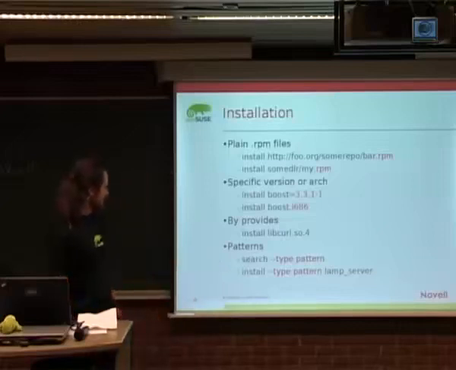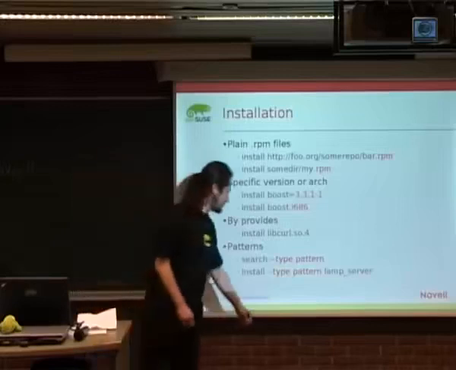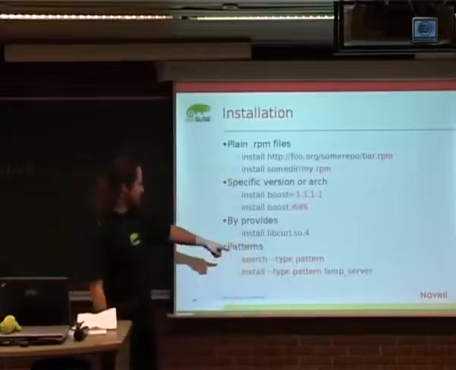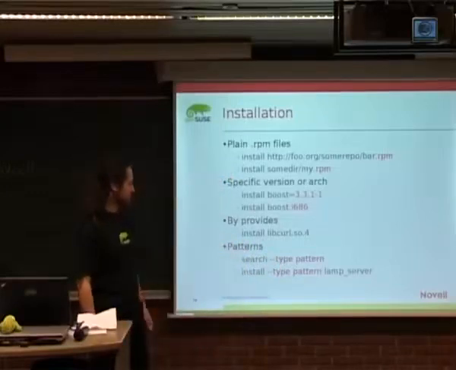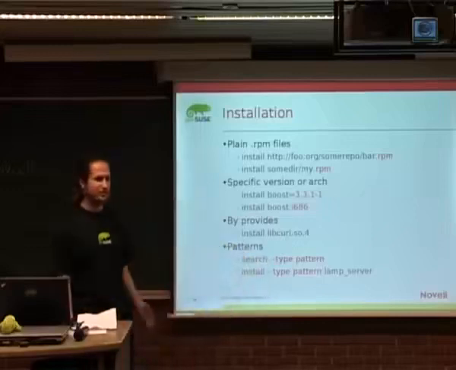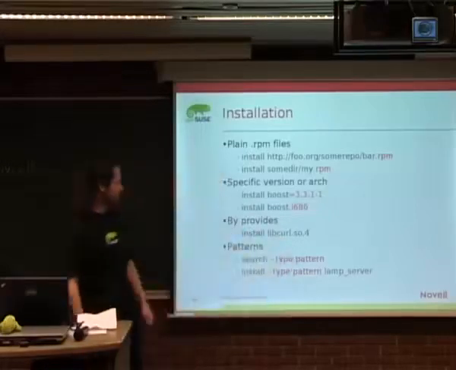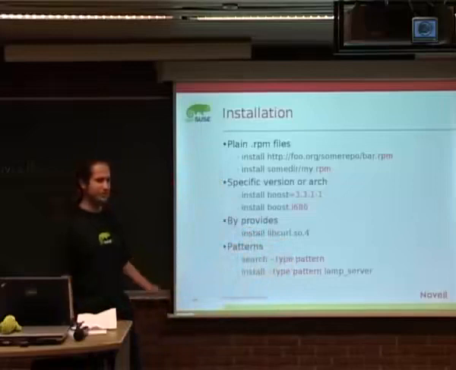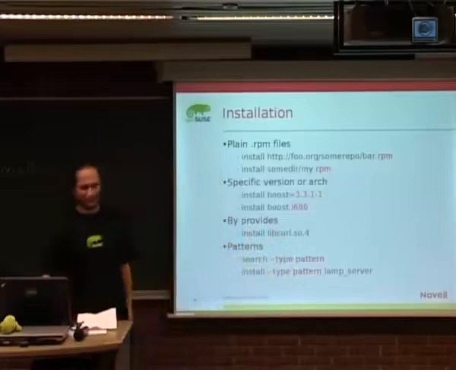One of the nice things is software patterns. You can install, for example, a LAMP server with just this command. First, you can search for patterns. Just give the type option to the search command. It will list all the patterns available, and then you can install with the same type option and the name of the pattern. The same goes for products and patches and packages as well, but package is the default here.